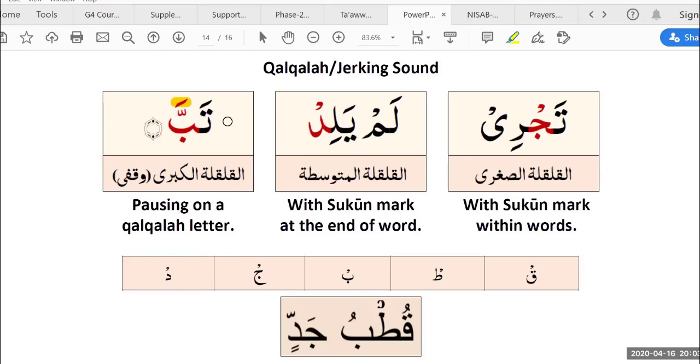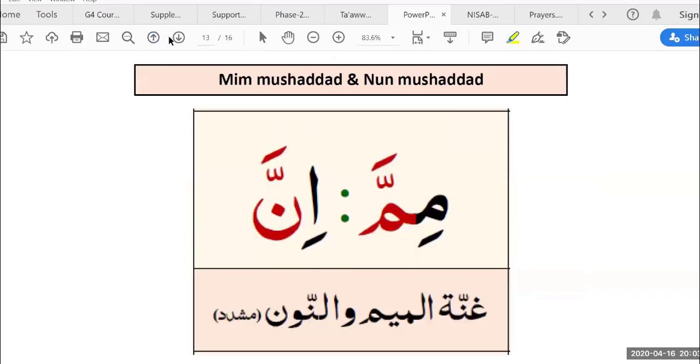And if it's carrying tashdid, then obviously it won't be a soft sound. It will be thick. It should also be remembered that qaf and ta are from huruf al-tafkhim as well. So while we are performing qalqala, we should also be mindful of the thick sound of these huruf al-tafkhim.